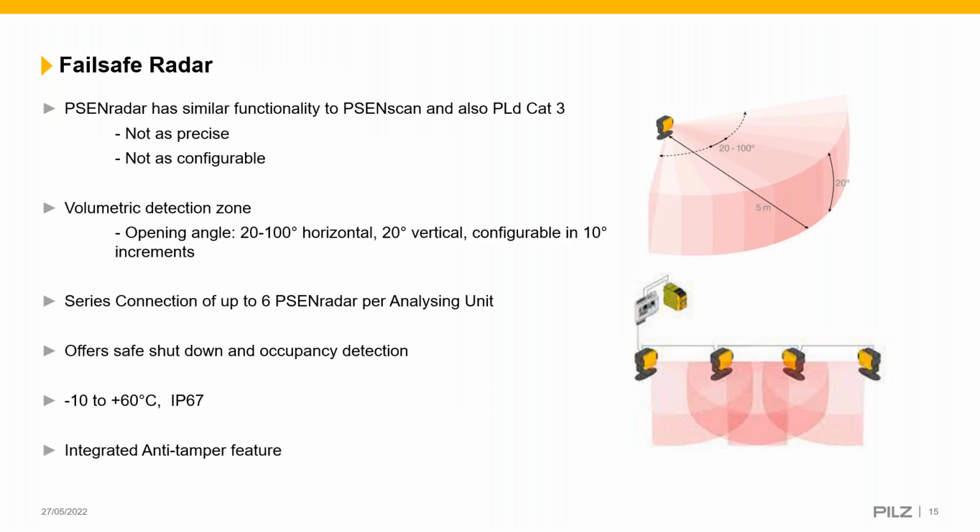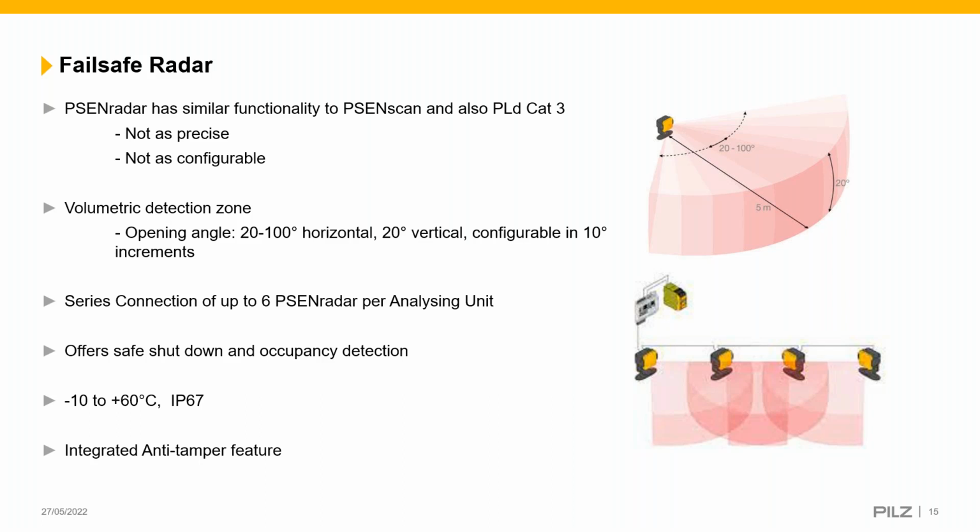Failsafe Radar is a fairly new product. Pilz have had it 2, maybe 3 years now. We're on to the 2nd generation of this product, and it has very similar functionalities to the scanners. It's also PLd Cat 3, 2nd generation. I will say it's not as precise or as configurable as a scanner. So a scanner will look out around the range, everything has to be clear, but it is very precise. And it's in a 2D plane.